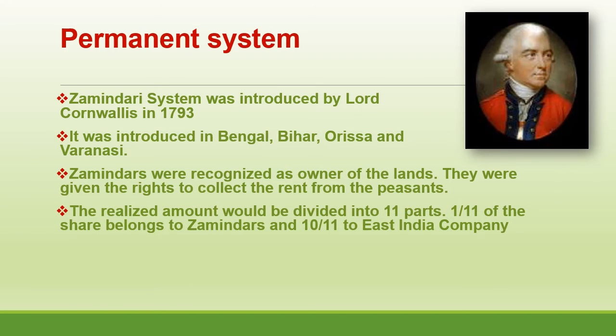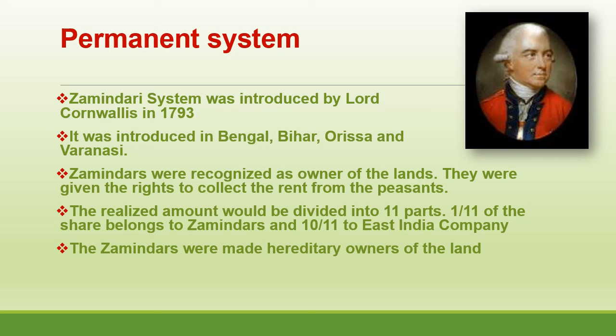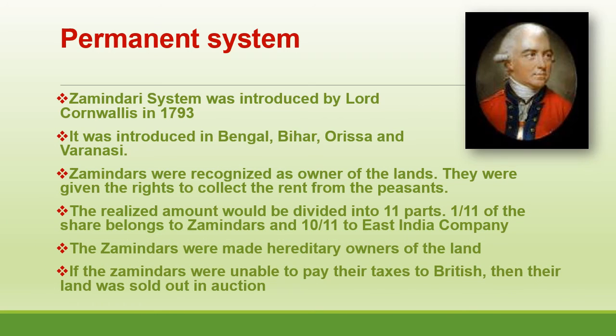The realized amount would be divided into 11 parts. 1/11th of the share belongs to Zamindars and 10/11th to East India Company. The Zamindars were made hereditary owners of the land. If the zamindars were unable to pay their taxes to the British, then their land was sold in auction to the highest bidder. Let us discuss the Ryotwari system.